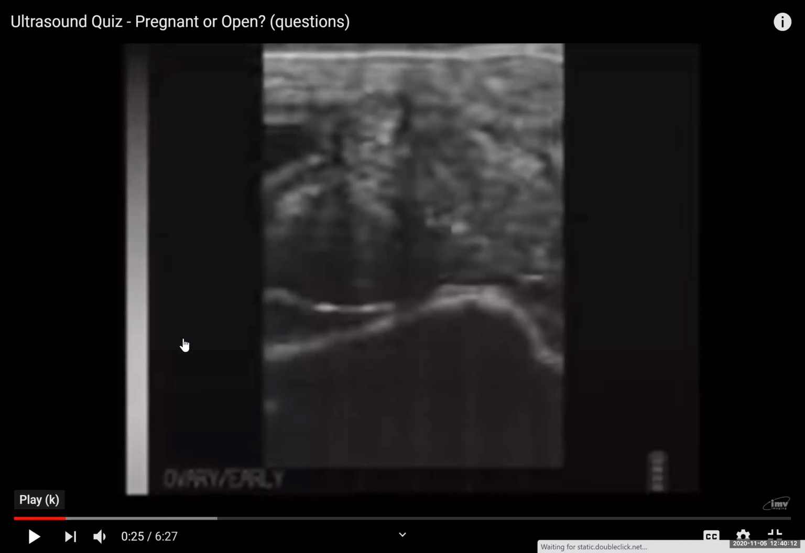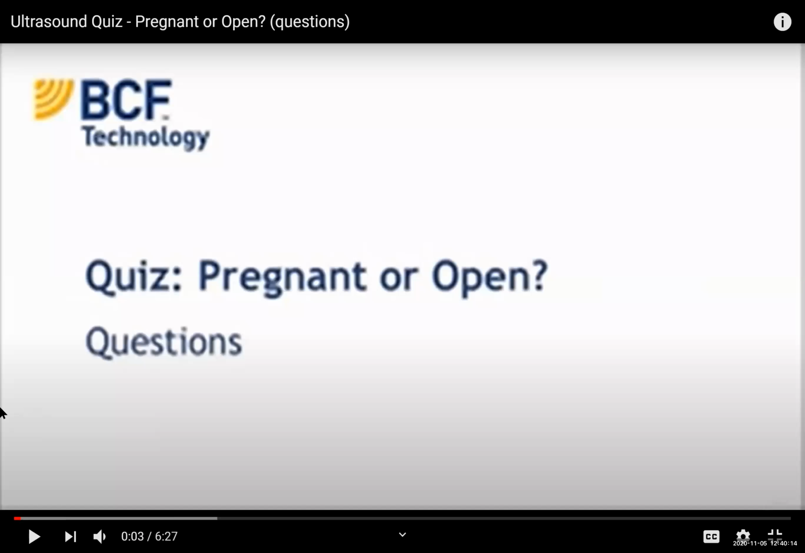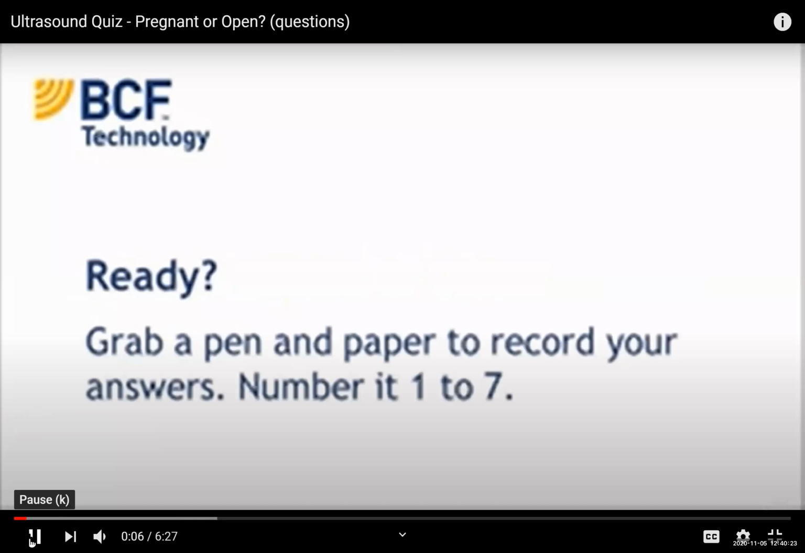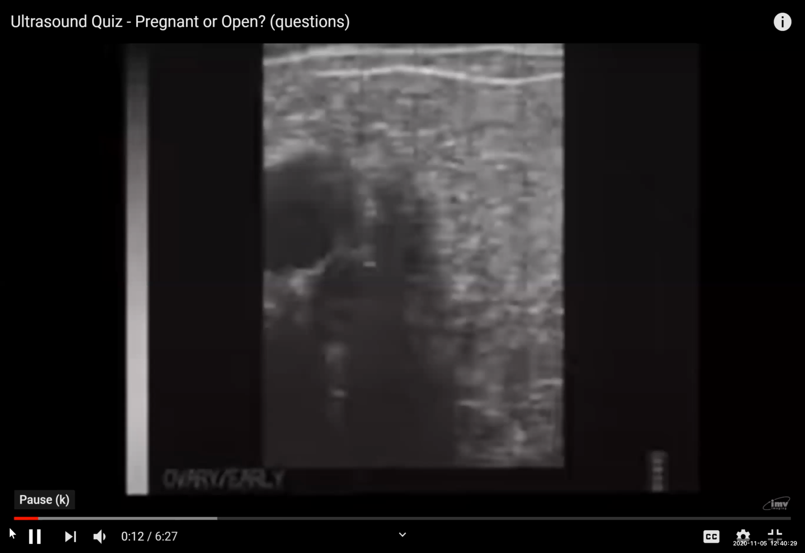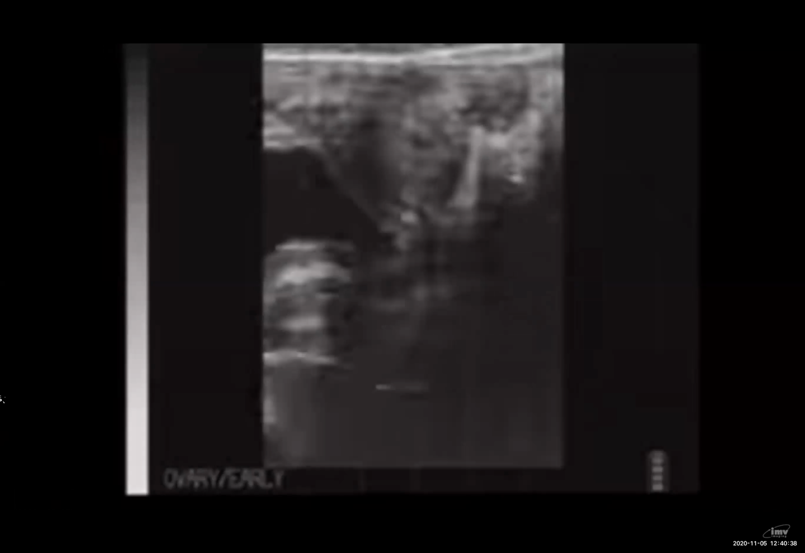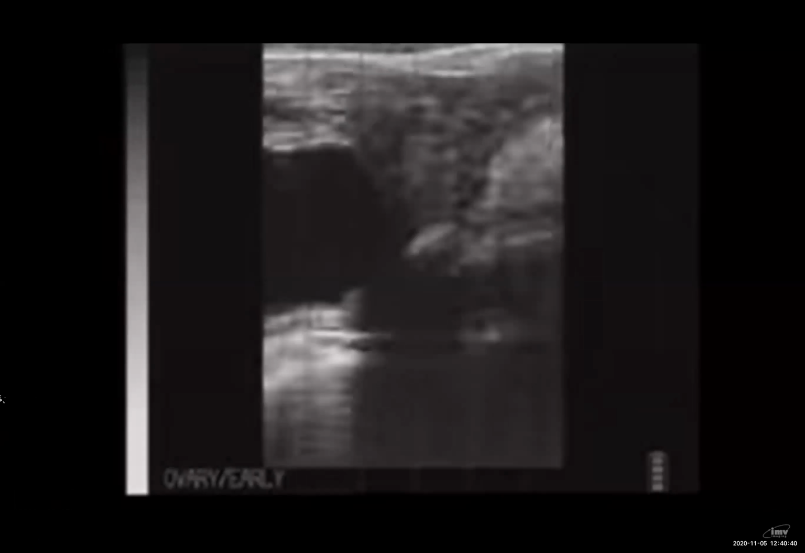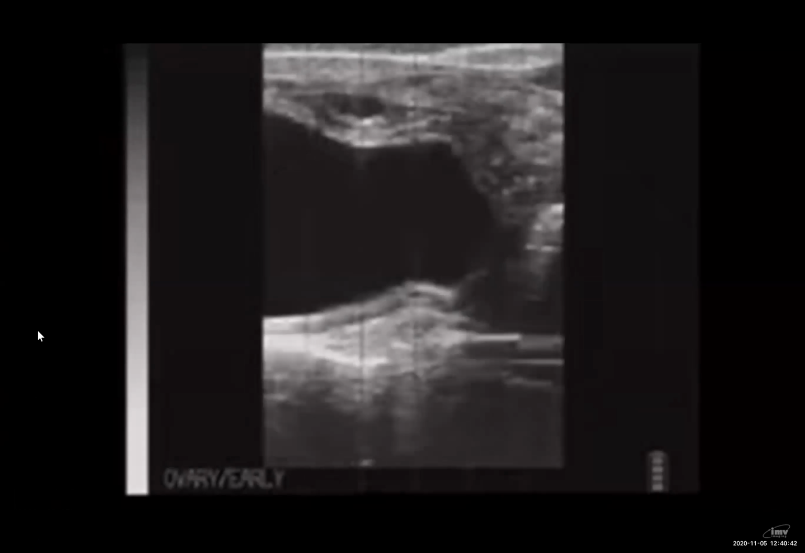We're gonna restart because that was really slow. All right, so I'm gonna help you out with this one because this is the bladder. This is all the bladder. So watch the bladder and what it looks like when it moves around on the screen. So since that's the bladder, this one is obviously open.